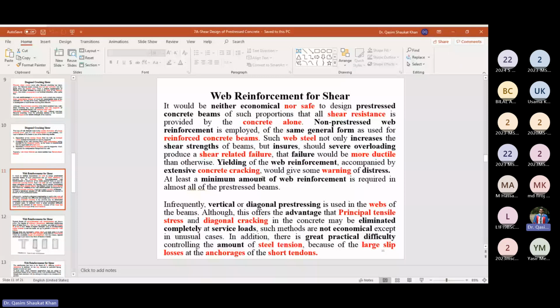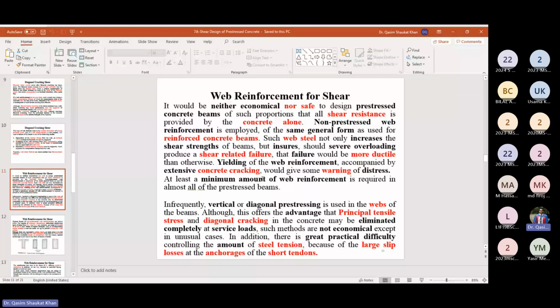At least a minimum amount of web reinforcement is required in almost all of the pre-stressed beams. So now we confirm that a minimum amount of web reinforcement is provided in almost all of the pre-stressed beams. The advantage of providing the minimum web reinforcement is that the failure will be more ductile. So yielding of the web reinforcement accompanied by extensive concrete cracking.